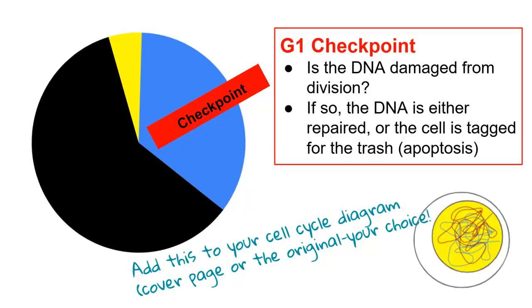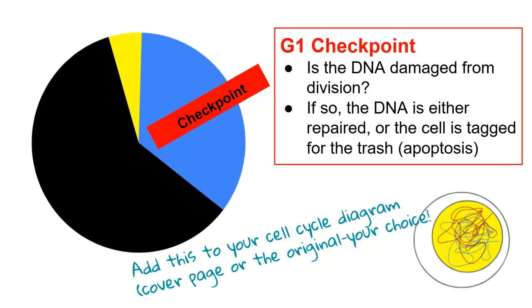Okay, if you have your packet out right now, pick one of the cell cycle diagrams, either the one on the cover or on page 3 after the reading, and add this information in because this is really important.